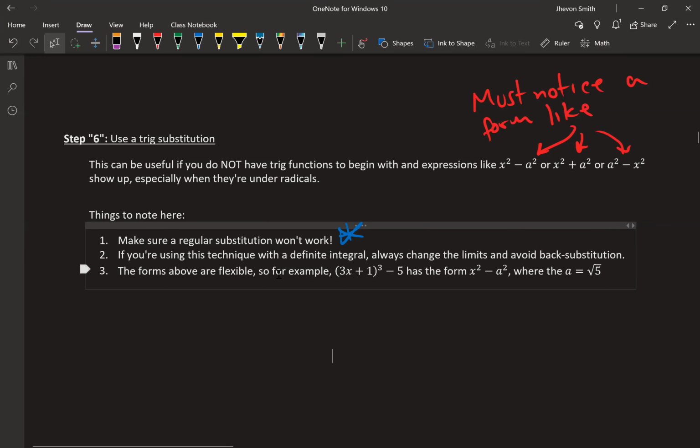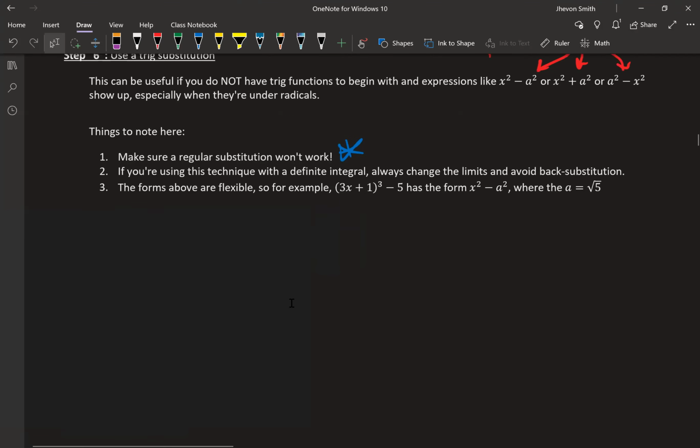And again, the forms above are flexible. So if you see something like this, you can still think of it as an x squared minus a squared form where your a is a radical 5 and your x, quote unquote, is now just 3x plus 1, which you can make it look like an x by a substitution. Okay, so that's with the trig substitution.